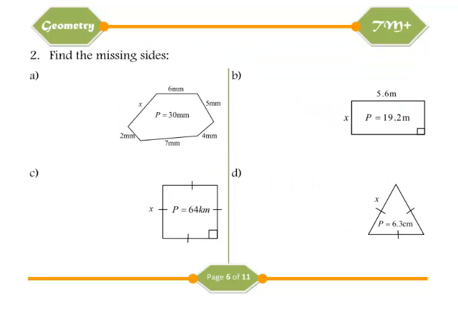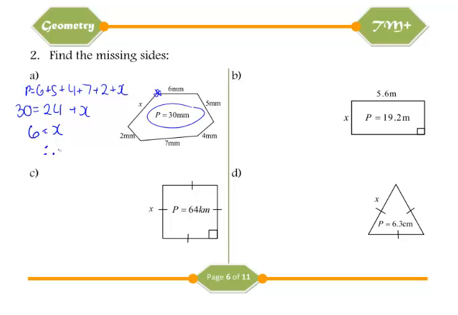Okay. Find the missing sides. Okay, it's given me the whole perimeter. It wants me to find x. So in this case, perimeter is sum of all the sides. So my perimeter is, let's just start there. So 6 plus 5 plus 4 plus 7 plus 2 plus x. And I know all that's 30. So 30 is, add all those up, and I get 24, plus x. Take 24 from both sides, and I get 6. So therefore, x equals 6 millimetres.